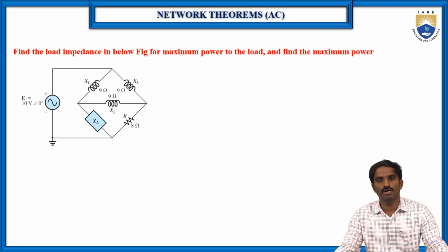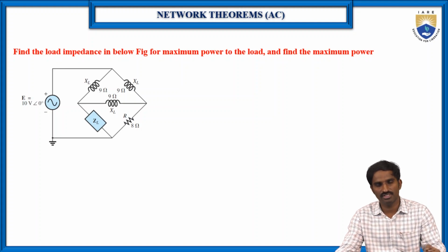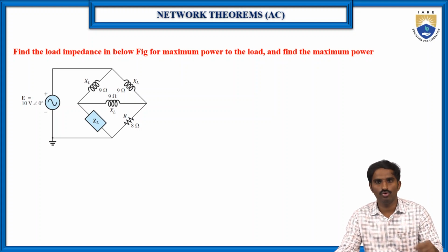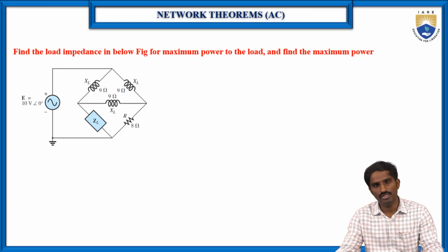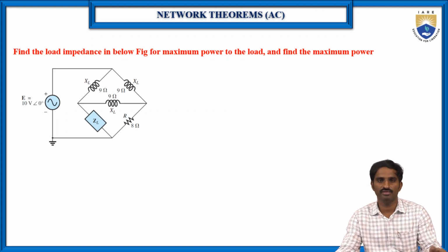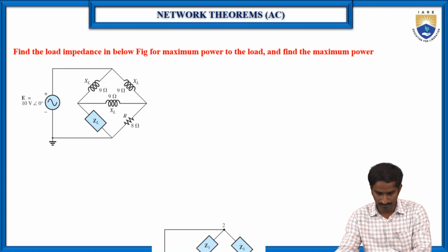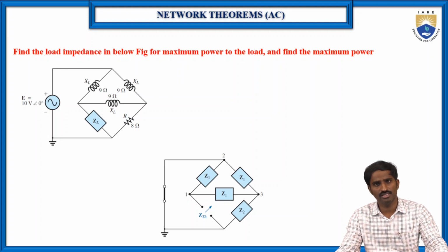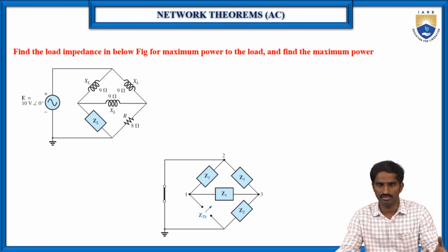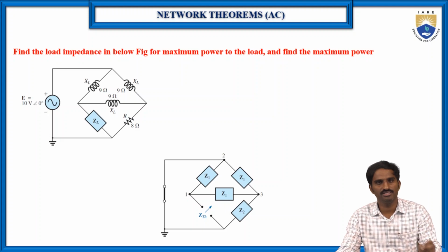First we need to find the Z Thevenin. The Z Thevenin's will be the load impedance. Then after that we need to find the V Thevenin's. Then by using the Z Thevenin's and V Thevenin's, we can find the maximum power delivered to the load impedance. So again Z Thevenin's, where do we need to find it? Across the load terminals. Here ZL is the load, so first we need to find the Z Thevenin's across the load terminals, which is ZL.